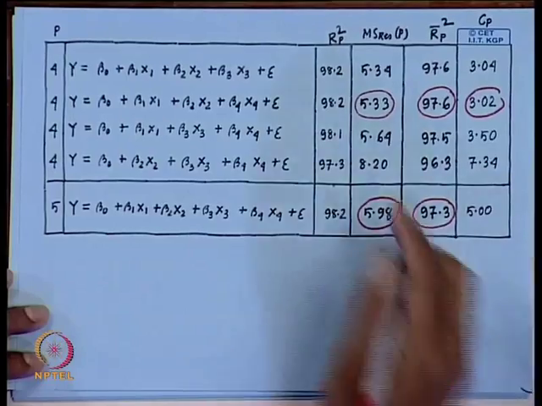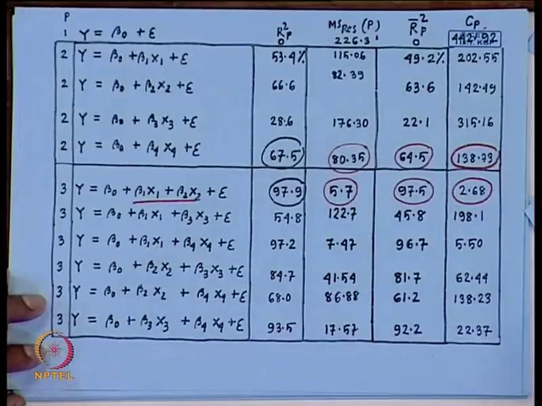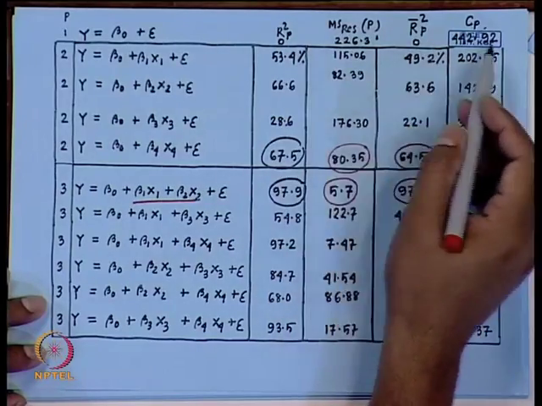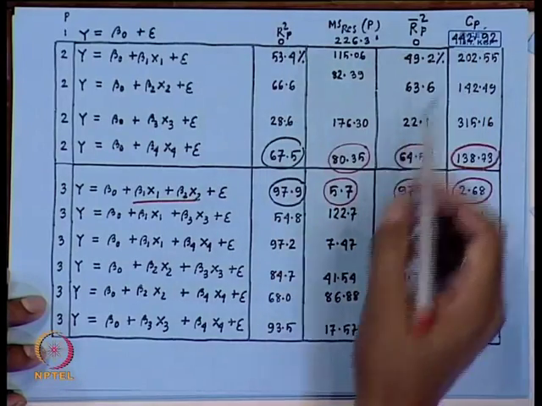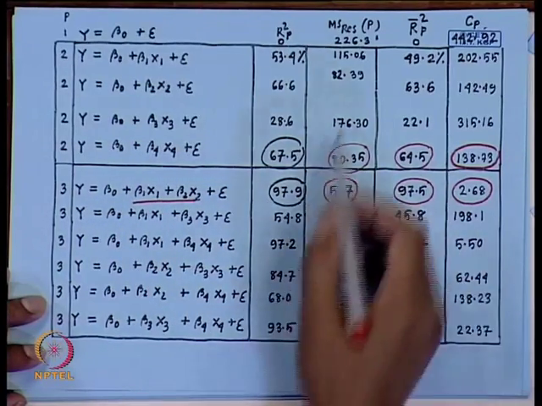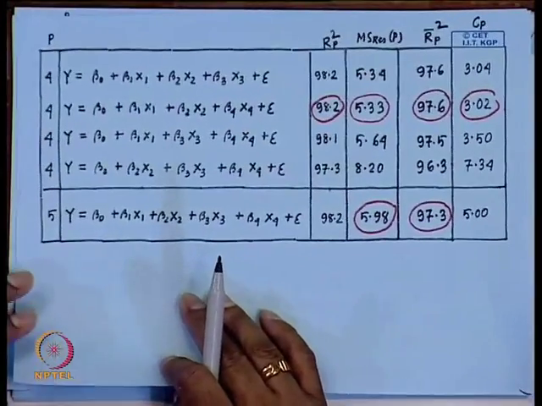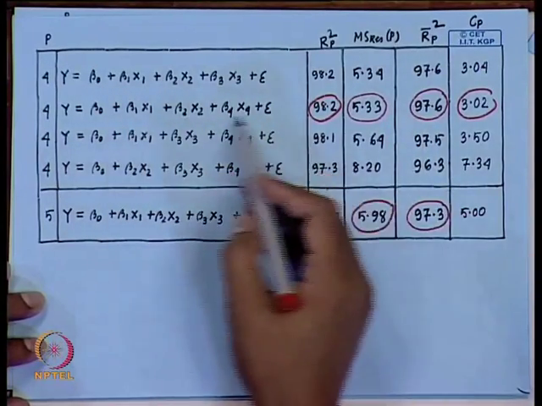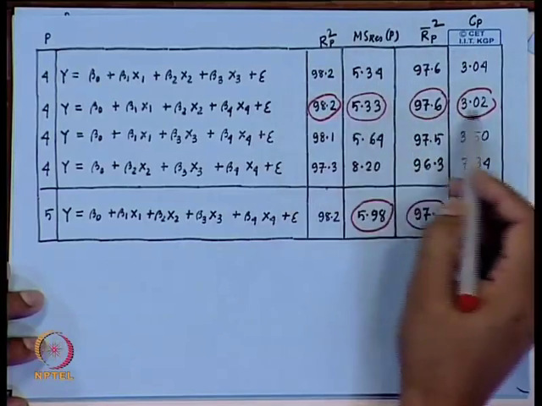Overall, we talked about different criteria for evaluating the model. If you combine them, for the two variable model, it appears that the model involving x 1 and x 2 is the best one with respect to all the criteria. And among the three regressor models, this one is good with respect to all the criteria. So this is how we write down all the models involving a maximum of k minus 1 regressors, and then we fit them and evaluate them using some criteria, and we choose the best model out of all possible models.